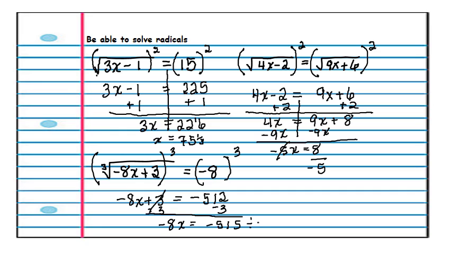Divide by the negative 8. So x is going to equal a positive, oh my goodness, 515, there we go, over the 8 or the decimal. I'll let your calculators figure that one out.